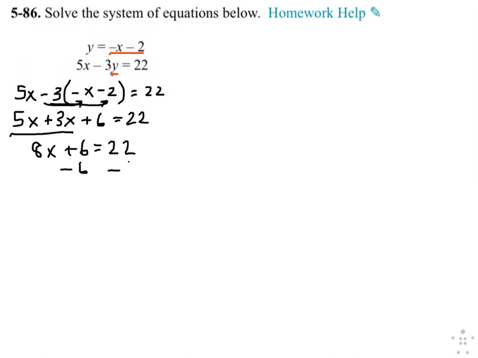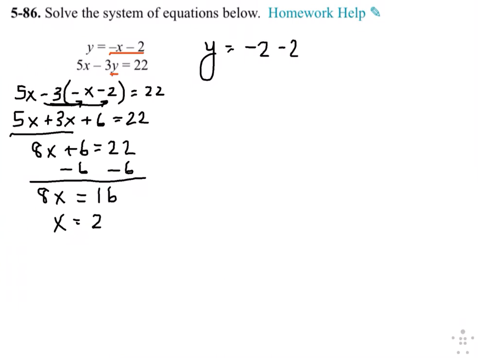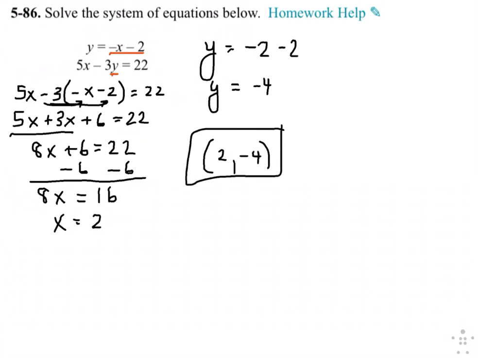We subtract 6 from both sides. 8x equals 16. So x equals 2, right? We divided both sides by 8. And then for y, I get y equals negative x, negative 2 minus 2. So y equals negative 4. So the ordered pair 2, negative 4 is the solution to that system.